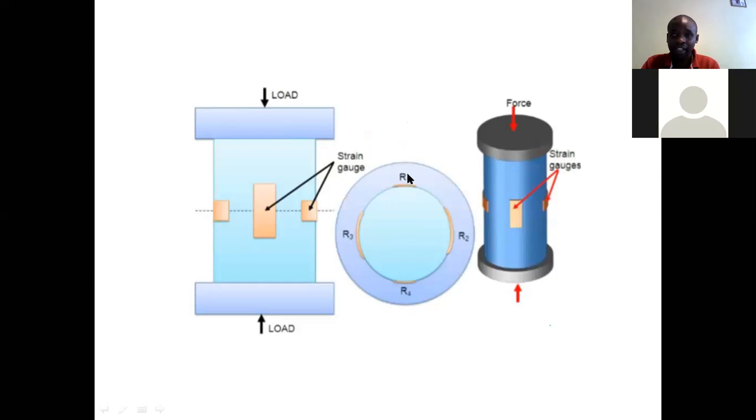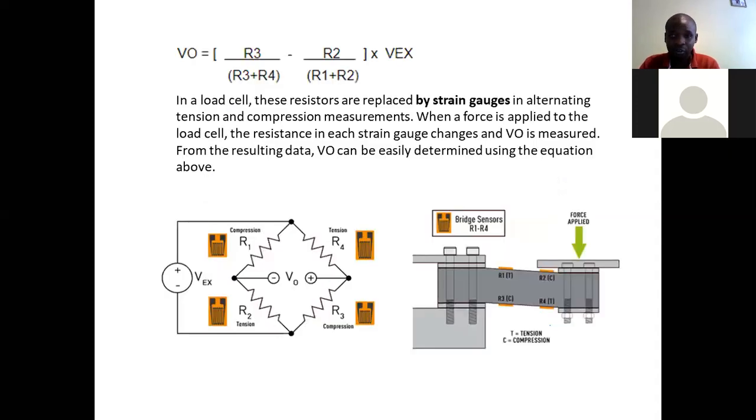So when force is applied, some of them are going to be under compression, others are going to stretch. So these are the ones which are here. Some of them are placed horizontally, others vertically. So force is applied here, but what you're going to see as an output is basically a change in voltage. So the output voltage will be given by this formula here, minus that, multiplied by this, which is the external voltage.